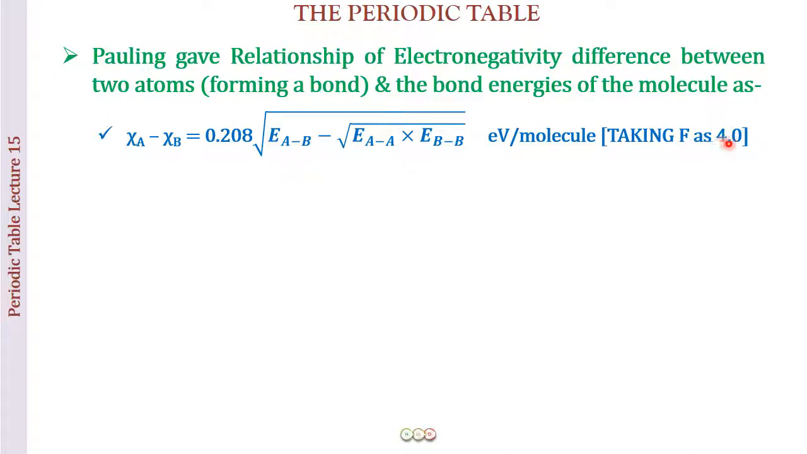And when he had taken fluorine to be 4.0, for example, if this is fluorine, we know the bond energies of the various molecules. We are going to be able to calculate the electronegativity of element A. And what is E_AB over here? Well, this is going to be the energy of the bond between A and B, right? And then E_AA is the bond energy for the molecule AA and E_BB the bond energy for the molecule BB. Okay.